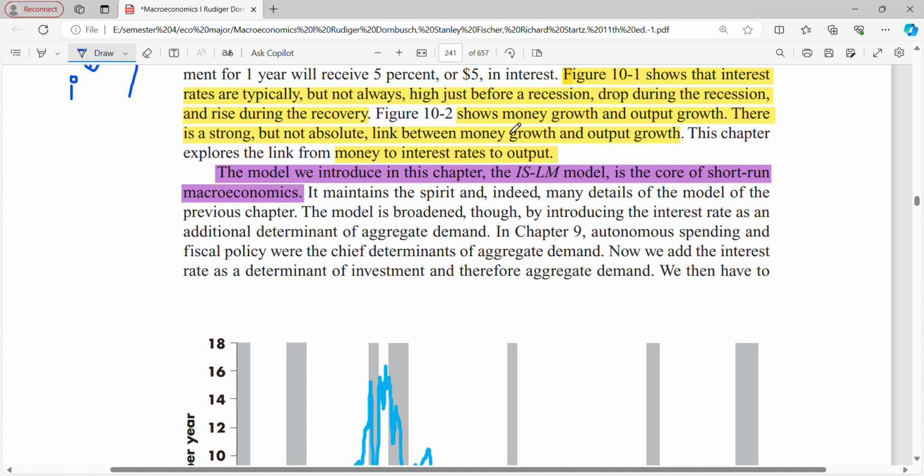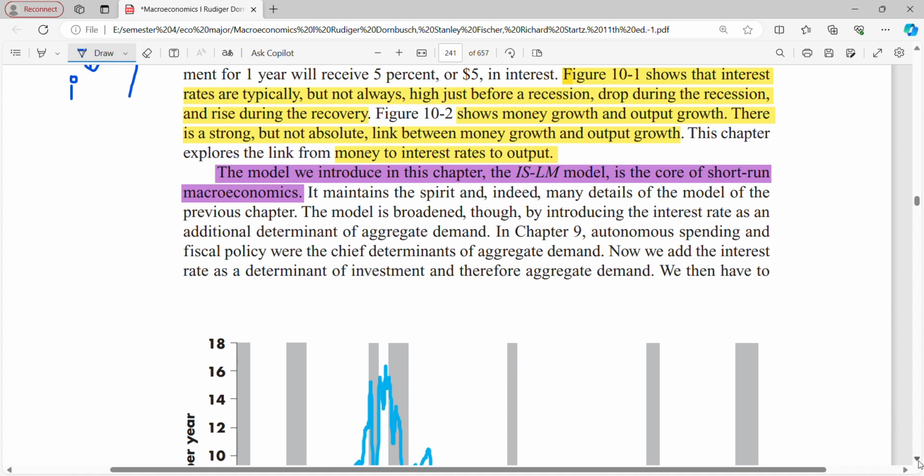Then figure 10.2 shows money growth and output growth. There is a strong but not absolute link between money growth and output growth. This chapter explores the link from money to interest rate to output. And the model we introduce in this chapter is the ISLM model. That is the core of short-run macroeconomics.